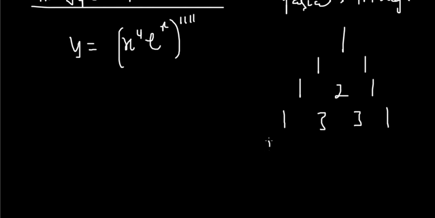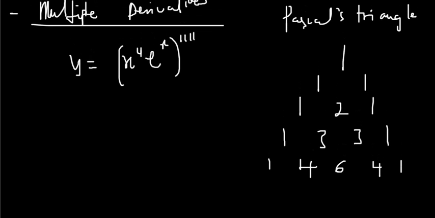So 1 plus 0 will give you 1, 1 plus 3, that's 4, 3 plus 3 is 6, 3 plus 1, that's 4, 1 plus 0 will give you 1, okay. So this is what? The Pascal's triangle, okay. This is the Pascal's triangle.